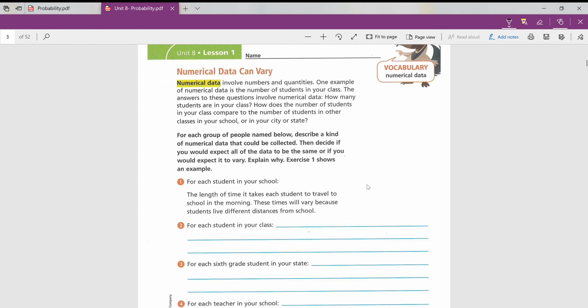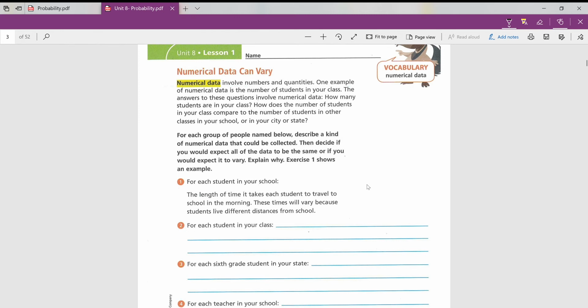Our numerical data involves our numbers and quantities, and it can vary from just little bits of information. It changes, kind of like what we talked about before, from middle schoolers to high schoolers, and the amount of hours they spend studying. So for each group below, again, I know you've already done this. For each student in your school, we're going to kind of create this together. So number 1 is kind of done for you.